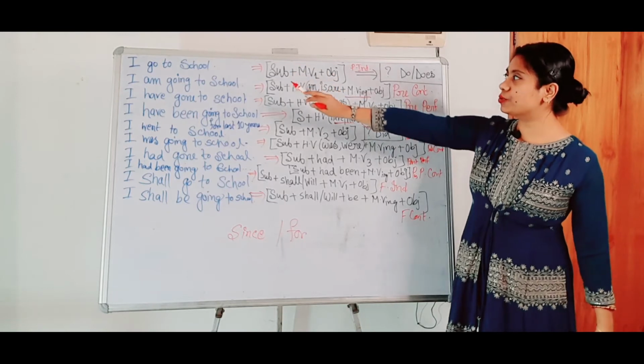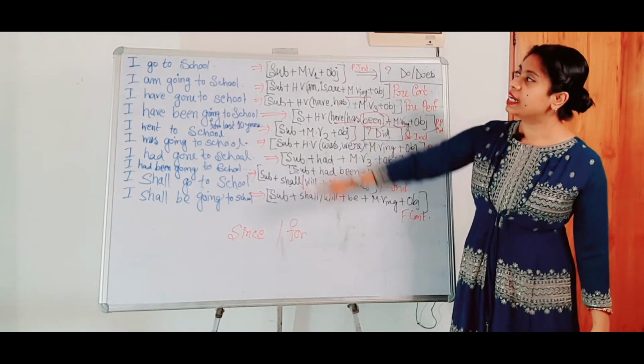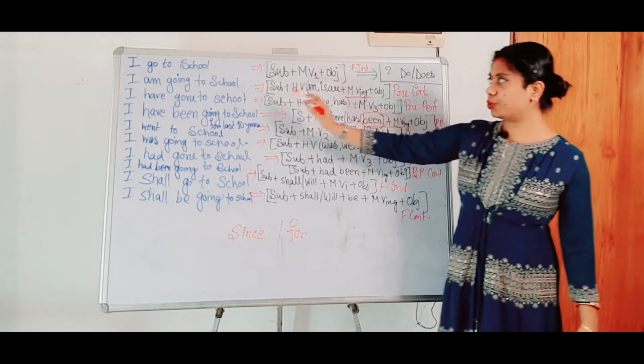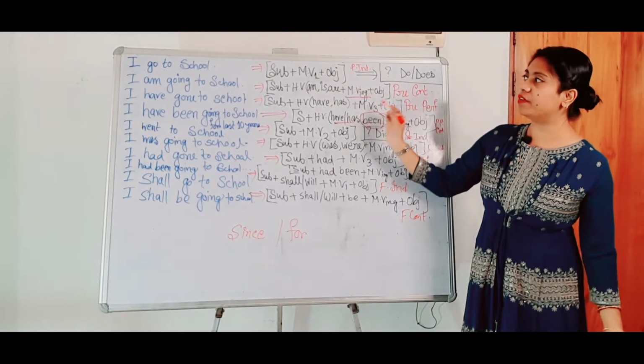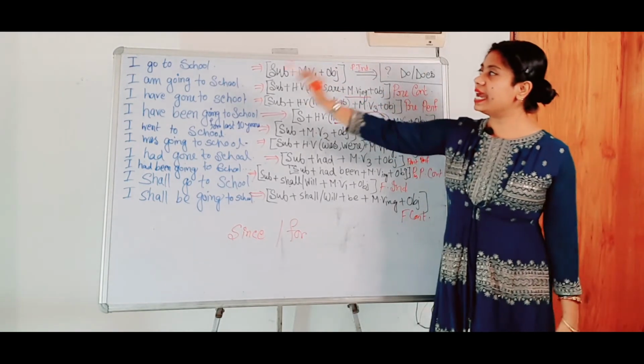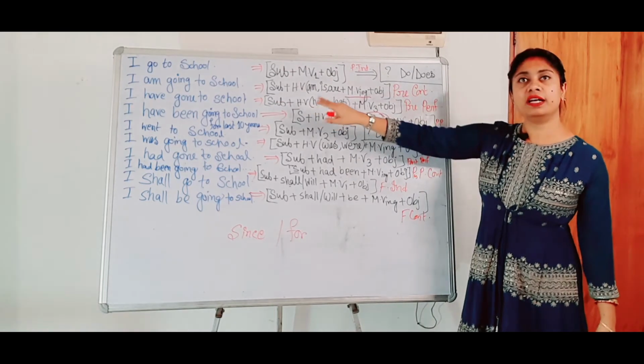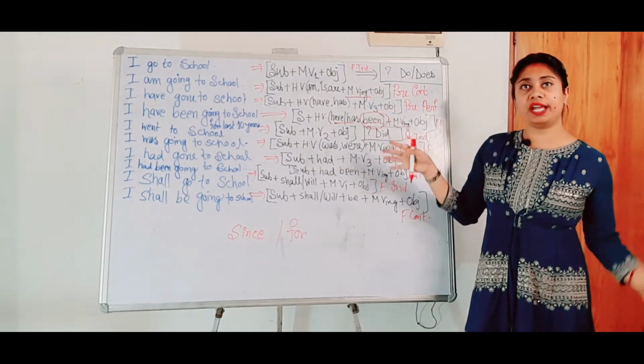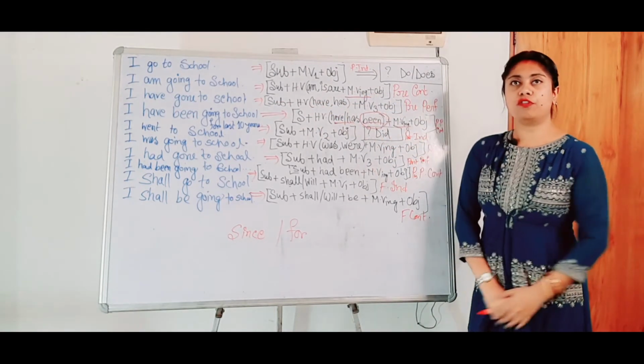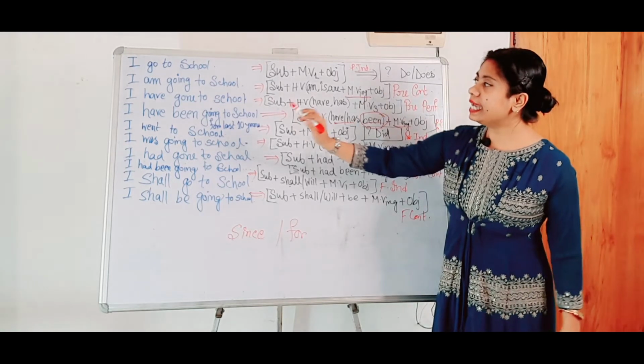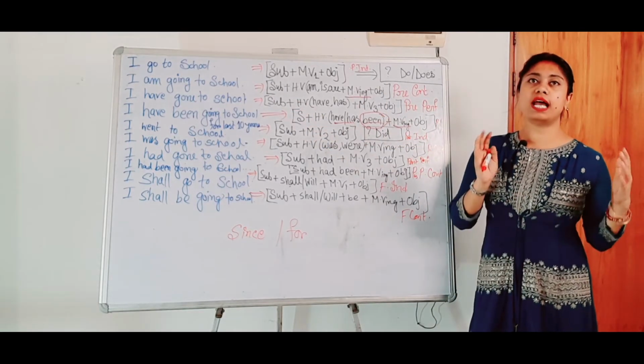So I go to school: subject, main verb, object. I am going to school: subject, helping verb, main verb ing and object. Then I have gone to school, similar: subject, have as helping verb, main verb 3 according to the formula or format. Then I have been going to school for last 10 years.